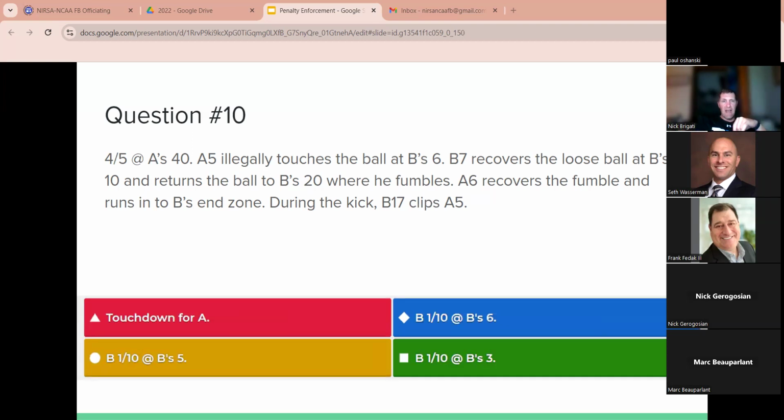To contrast that, we have this same situation. Everything about that play is exactly the same, except that foul is instead a personal foul for a clip. Make sure I didn't miss something here. Yep, all the same, except it's a clip. In this case, it's a touchdown. A keeps the touchdown. The enforcement of that penalty can be on the try or the kickoff.